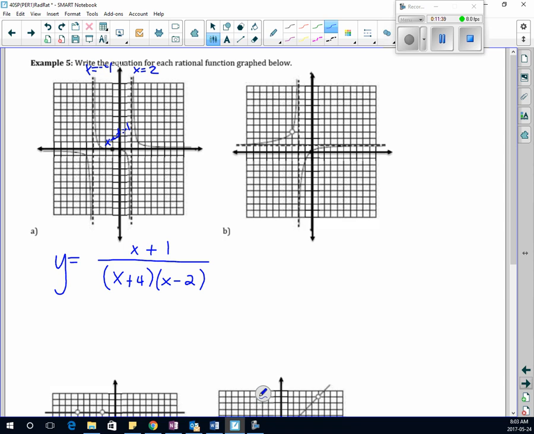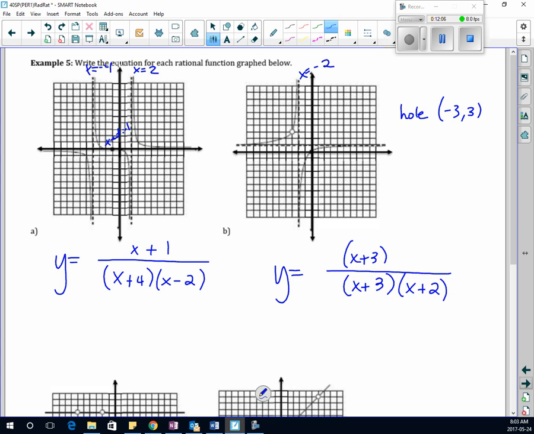So we do have a hole here for the next one at negative 3, 3. So when we write this, we need to have the same factor on the top as the bottom, which would be x plus 3 over x plus 3. We also have a vertical asymptote at x equals negative 2, which represents as x plus 2.